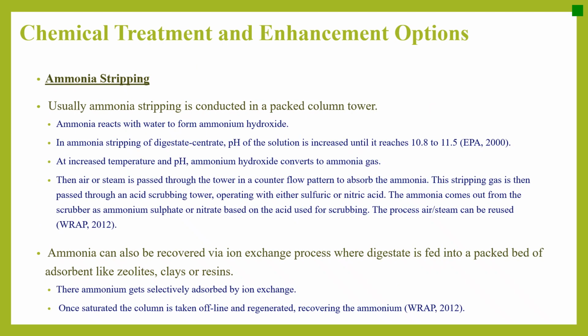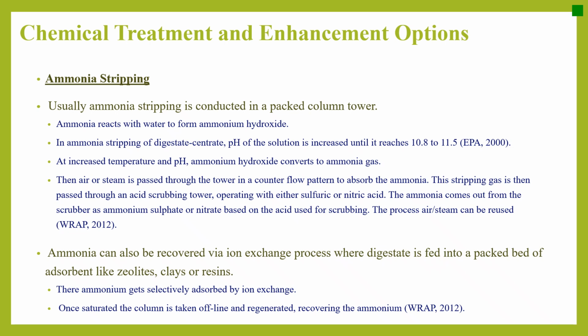Ammonia stripping. Usually ammonia stripping is conducted in a packed column tower. Ammonia reacts with water to form ammonium hydroxide. In ammonia stripping of digestate centrate, the pH of the solution is increased until it reaches 10.8 to 11.5. At increased temperature and pH, ammonium hydroxide converts to ammonia gas. The air or steam is passed through the tower in a counterflow pattern to absorb the ammonia.